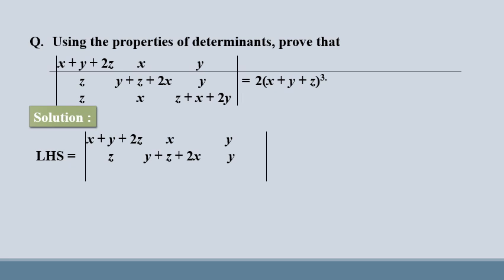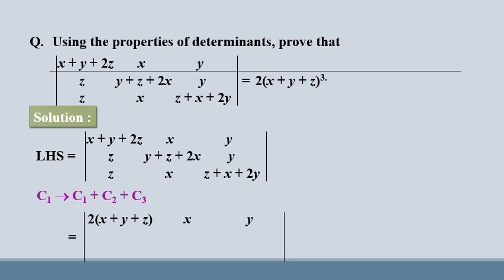Now in the RHS we require 2 times x plus y plus z whole cube. So when we apply the operation C1 implies C1 plus C2 plus C3, the elements of C1 will be 2x plus 2y plus 2z. When we take out 2 common, we get 2 times x plus y plus z. Similarly, the second element of C1 will be 2 times x plus y plus z, and even the third element will be equal to 2 times x plus y plus z. The elements of C2 and C3 will remain as it is.